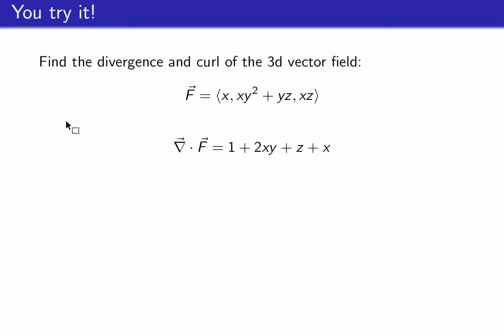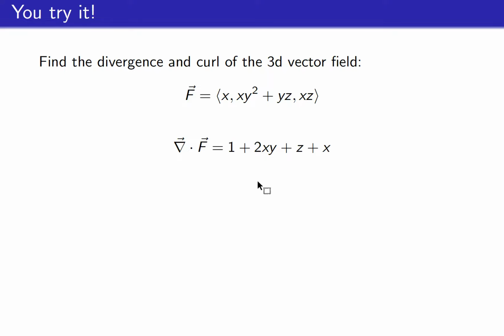Find the divergence. Divergence should be this. Partial derivative of this with respect to x is 1. Partial derivative of this with respect to y is going to give you 2xy plus z, that's this. And the partial derivative of this with respect to z is x. And you add them all together, we get this.